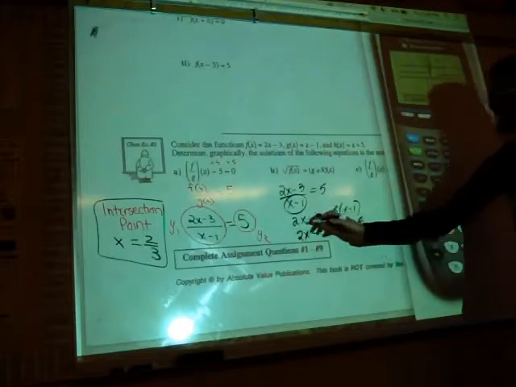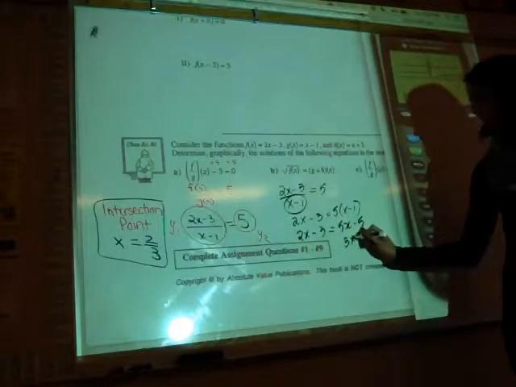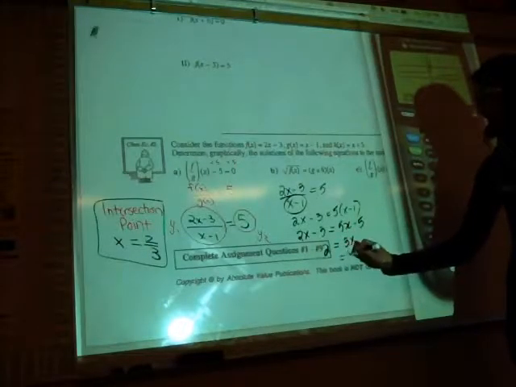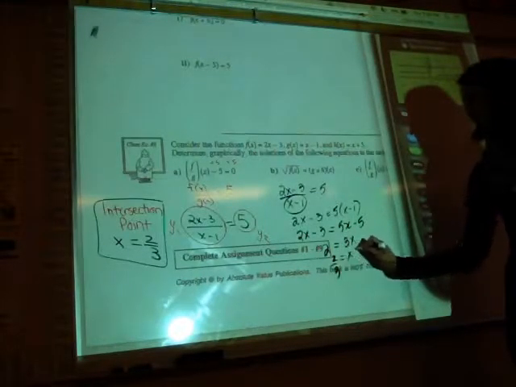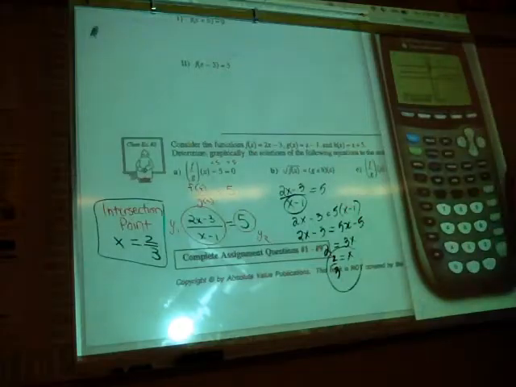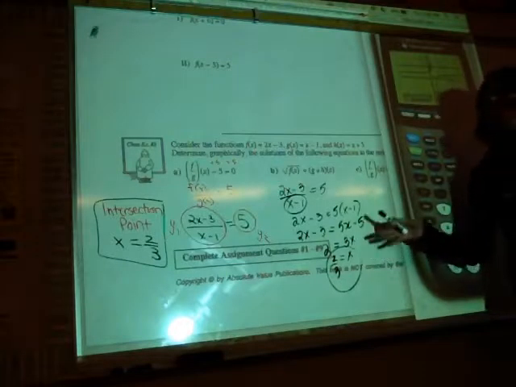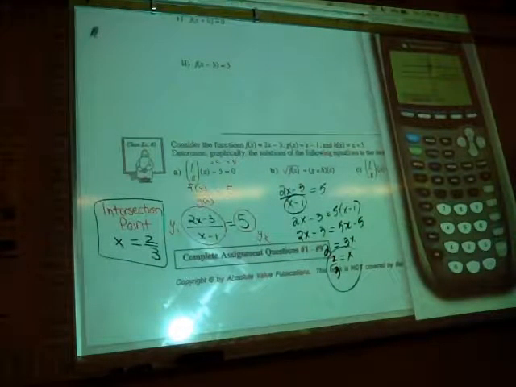Subtract 2x over gives me 3x. Add 5 over gives me positive 2, divide by 3, and I get 2/3. Okay, same as what we found on our calculator. So that's just a bit of review from Math 20, how to solve a rational expression. Sorry, equation.